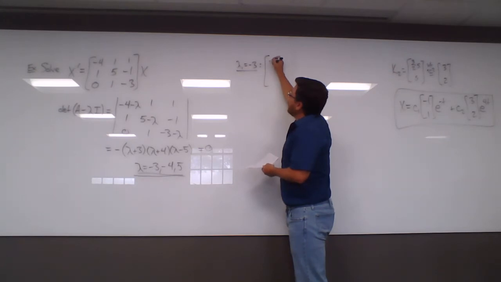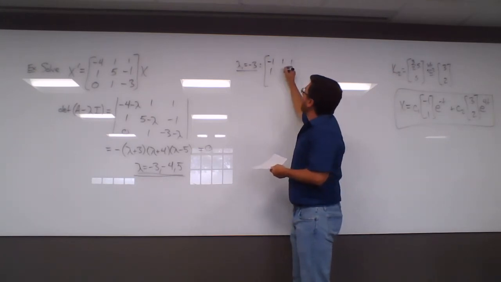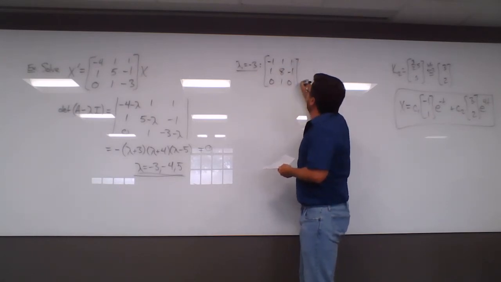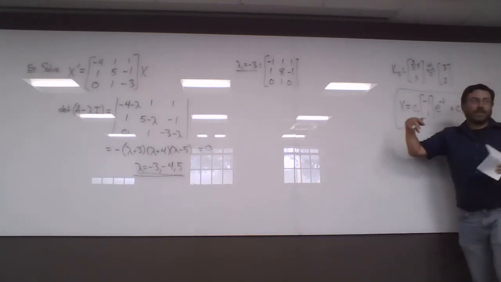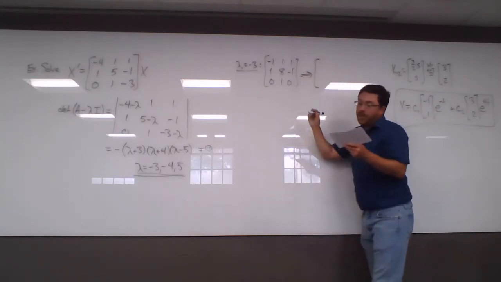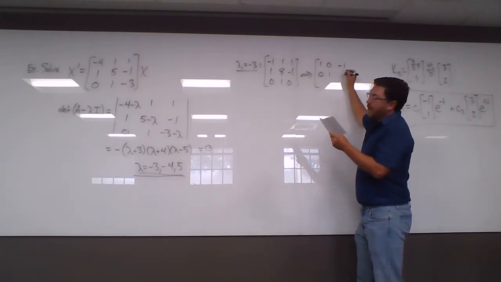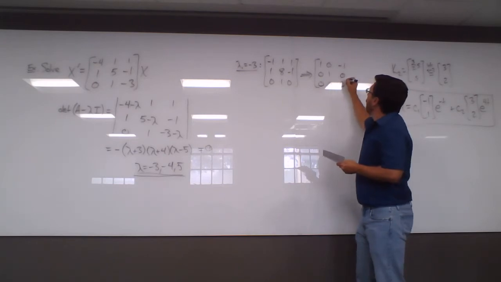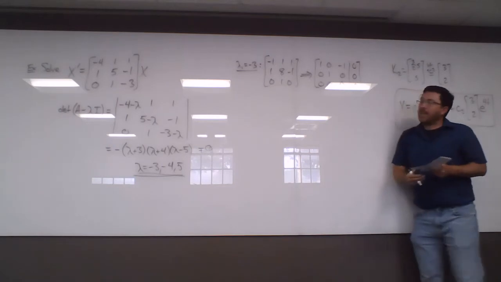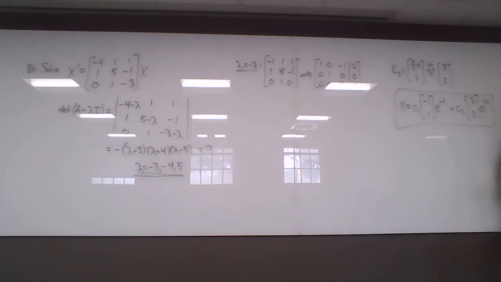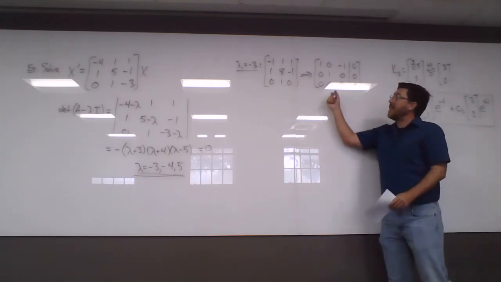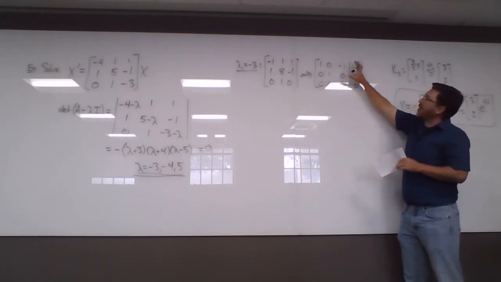Put this, -1, 1, 1, 1, 8, -1, 0, 1, 0. Put that into the calculator and then say reduced row echelon form of that. And it gives you, or row echelon form, whichever one you're more comfortable with, 1, 0, -1, 0, 1, 0, and then 0, 0, 0. And we're going to augment that with the zero vector. I'm not worried about you doing all the steps in between. Again, I encourage you not to at this point, because it'll just take a while. From there, what can I say? I'll give you this reduced row echelon form, you can augment it yourself.